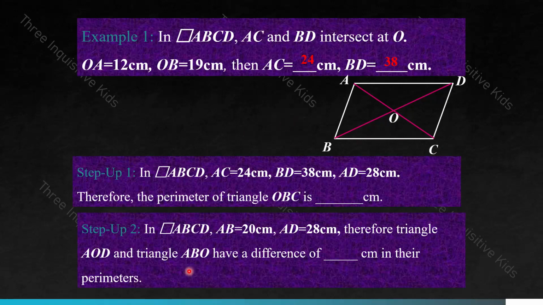And here's the second variation. In this shape, parallelogram ABCD, AB is equal to 20 centimeters, AD is equal to 28 centimeters. Therefore, triangles AOD and ABO have a difference of blank centimeters in their perimeters. Now pause the video and use the same properties to help you solve.